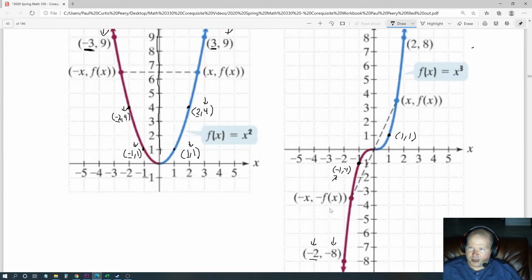But if over here I plug in a +2, +2 times +2 times +2 is +8, and we flip the y value. So we can see that this is in fact an odd function, because whenever I plug in a negative x, I get a negative y value. And they have to work for every corresponding value throughout this entire function.